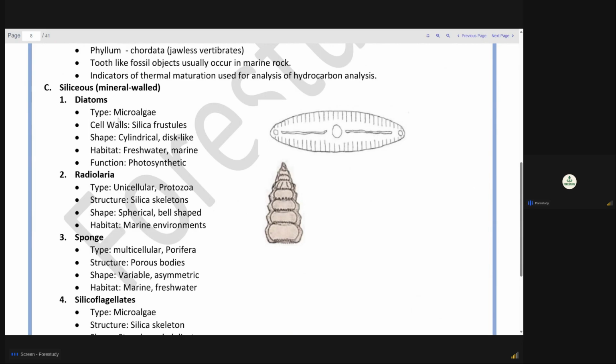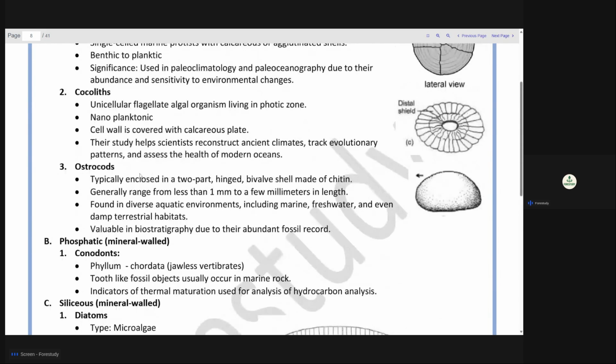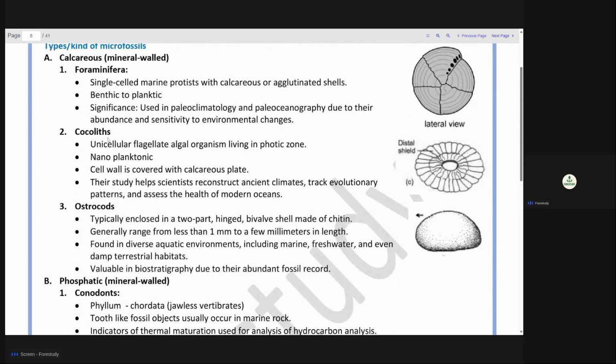Diatoms are microalgae. Cell walls are silica. Frustules, you don't have to remember frustules, but mostly you will remember the silica rich. Shape can be cylindrical, disc-like. Different shapes are there, I'll show you. And habitat is fresh water. It can live in fresh water like lakes, and it can also live in ocean water, like marine. Function, it can cook its own food. So it is a photosynthetic organism, diatoms. This one is also photosynthetic because it is an algae, coccoliths.